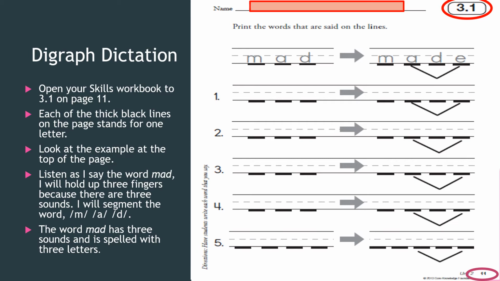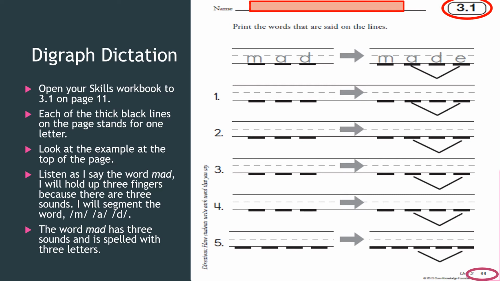Your directions for this activity say to print the words that are said on the lines. Each of these thick black lines on the page stands for just one letter. Take a look at the example at the top of the page. Listen as I say a word. Mad. I will hold up 3 fingers. You can do the same. We do 3 fingers because there are 3 sounds in the word mad.